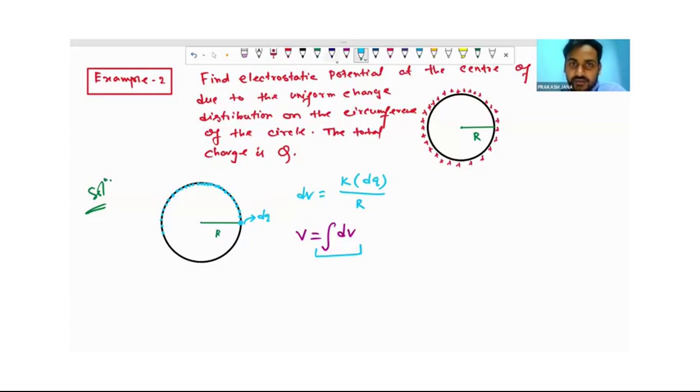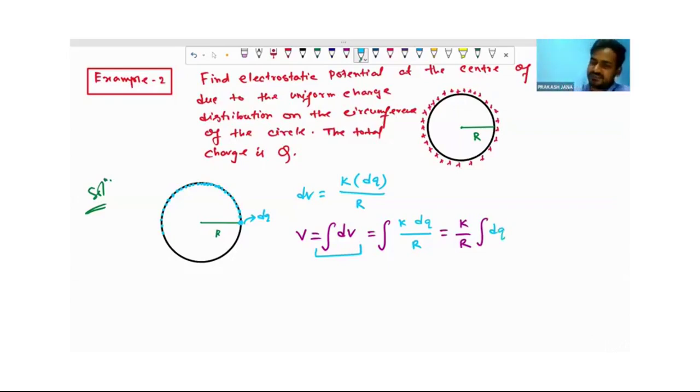Correct. So how to find it? Now we will just write dV. We will replace the dV as we found in the last line, that is k dq by r. As you know, k is a constant, and the radius is also constant here. So we will take it out of this integration, and we are left with only the integration of dq.